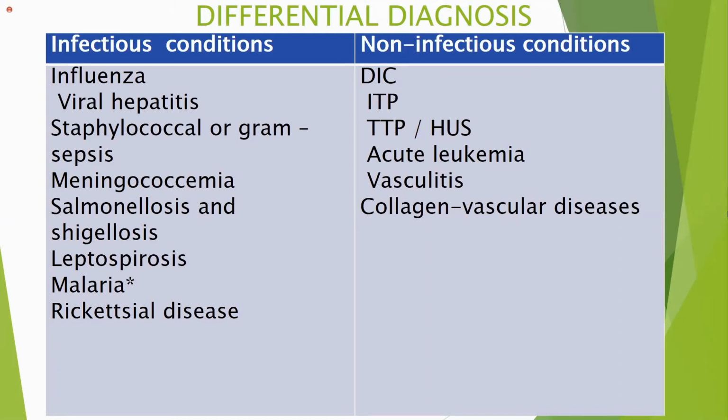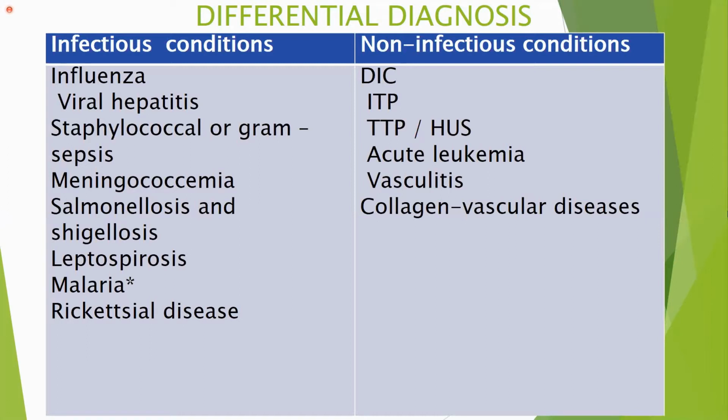aminotransferase levels and development of yellow discoloration of the eyes; staphylococcal or gram-negative sepsis; meningococcemia, as these have different skin rash lesions, ecchymosis; and also salmonellosis and shigellosis, leptospirosis, malaria, and diphtheria.